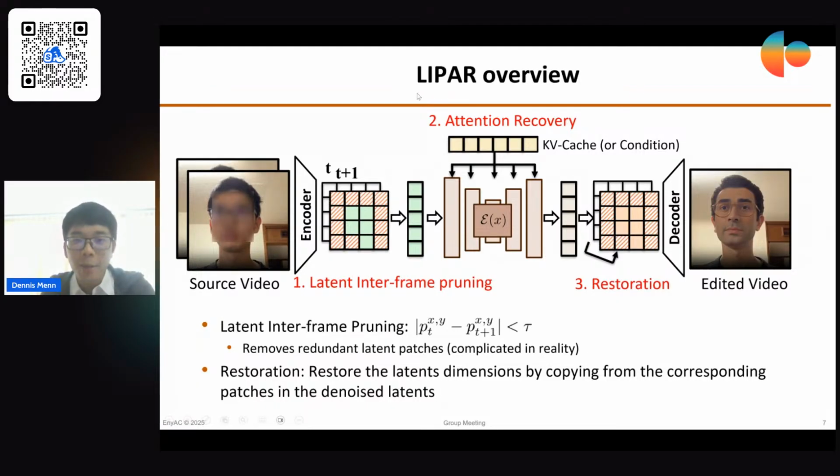You have to add a very critical step called attention recovery to mitigate the train-inference difference. And latent inter-frame pruning is actually much harder than you see as this formula shows. It actually has a lot of complicated engineering steps in reality.